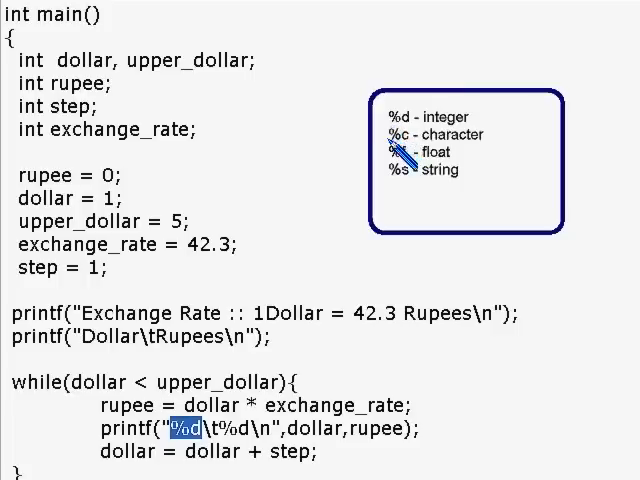And percentage f means float. What float means is when you're trying to print numbers with decimal points, something like this. This is of type float. And when you say percentage s, you're saying that you're trying to print a string. What a string is: anything between two double quotes is a string. Or you can have strings in variables. Okay, this is all I had to talk about format specifiers.